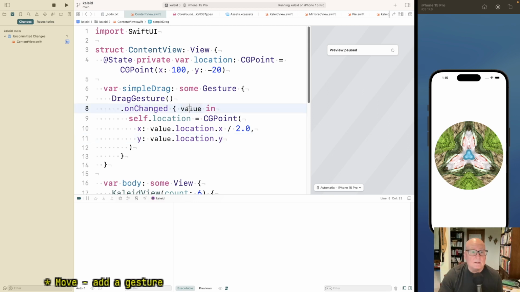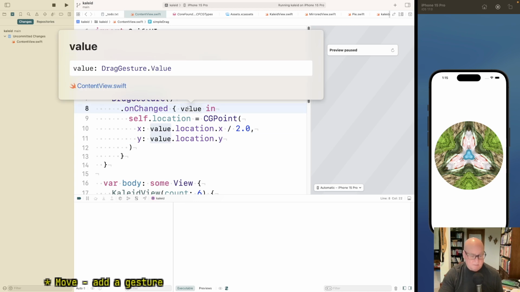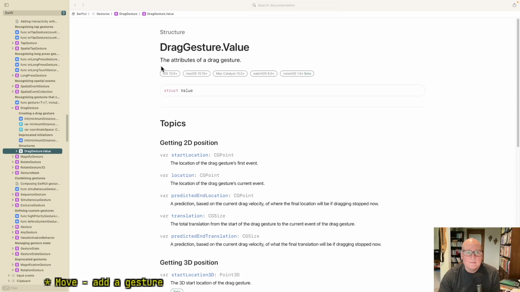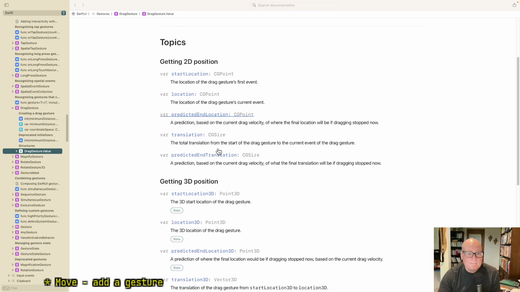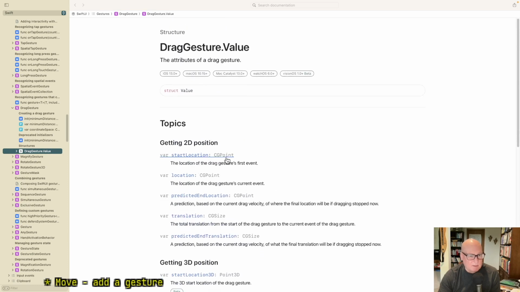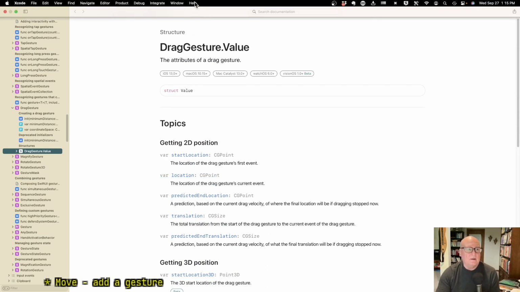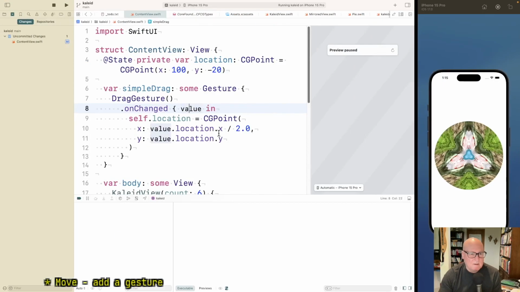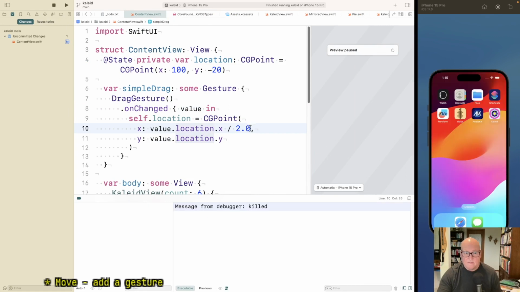Now I should be able to see it. Whoops. It goes drag gesture dot value. It's probably something parameterized. Well, I'm assuming that's CGPoint because that seems to be everything that's location of the current event. Okay. All right. So now, if dividing was the right thing to do, I can drag all the way to the right instead of only halfway.